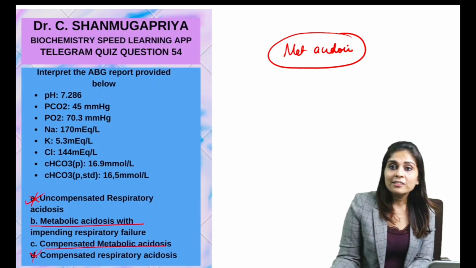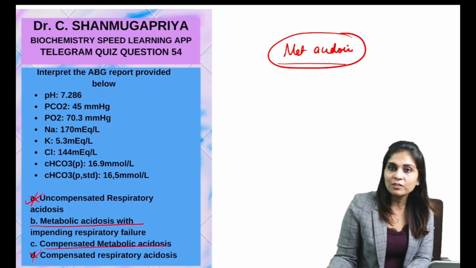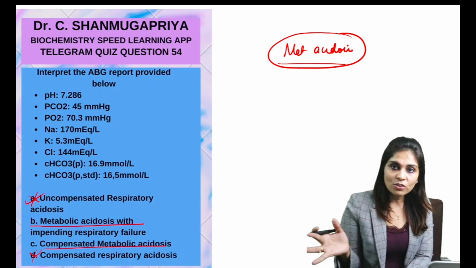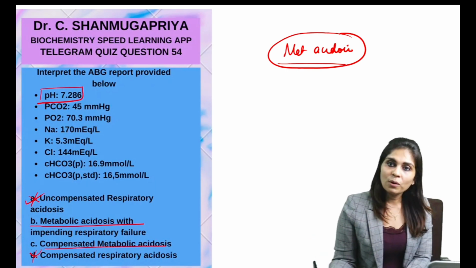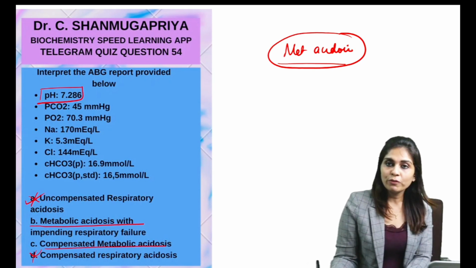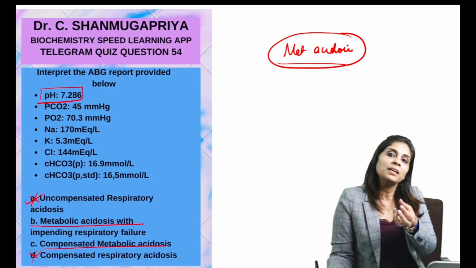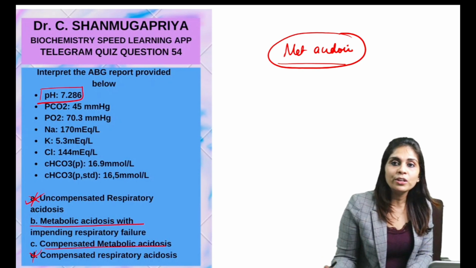So for me to exclude choice C, I should find out whether it's compensated or not. All that I know for now is it's a metabolic acidosis. I should find out whether it's compensated or not. Straight away I'm going to say it's not compensated because of the pH. Right, normal pH is 7.36 to 7.44. Had it been a compensated metabolic acidosis, the pH should have come at least a bit close to the normal range. Here it's very low, 7.286.